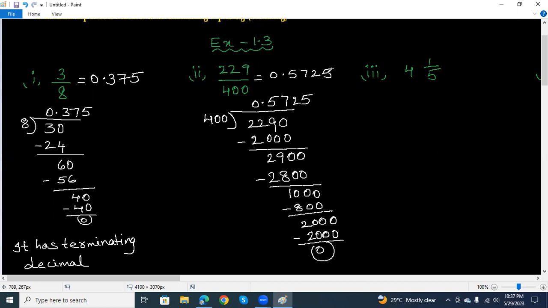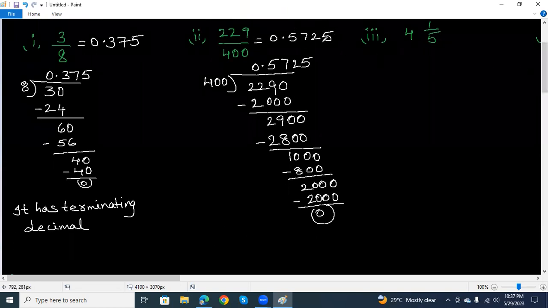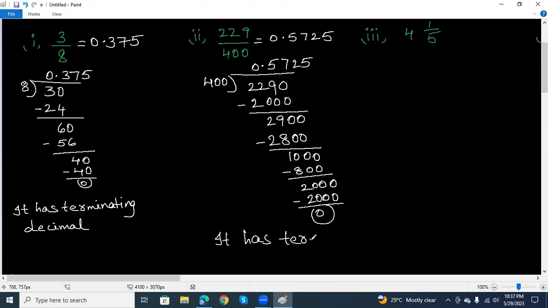After the decimal point, we have a finite number of digits. So it is terminating. It has a terminating decimal.